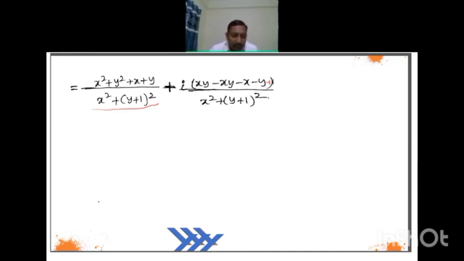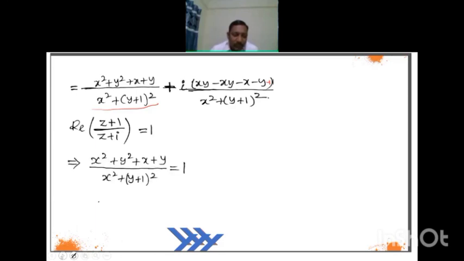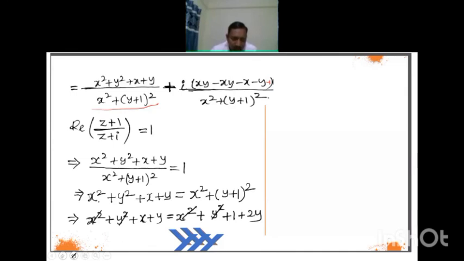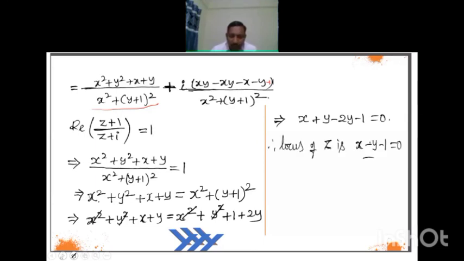So the next part is: the real part of (z plus 1) by (z plus i) is equal to 1. We got the real part as x square plus y square plus x plus y by x square plus (y plus 1) whole square. So we simplify upon cross multiplication, and upon simplification we get x plus y minus 2y minus 1 is equal to 0. So the equation of the locus is x minus y minus 1 is equal to 0.